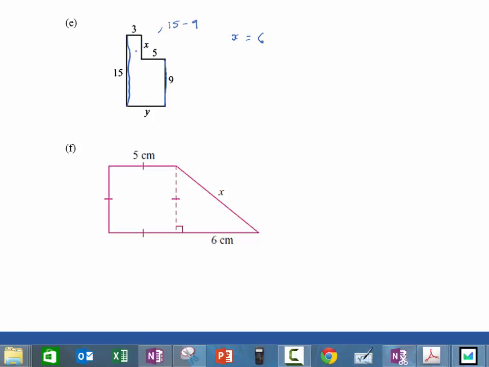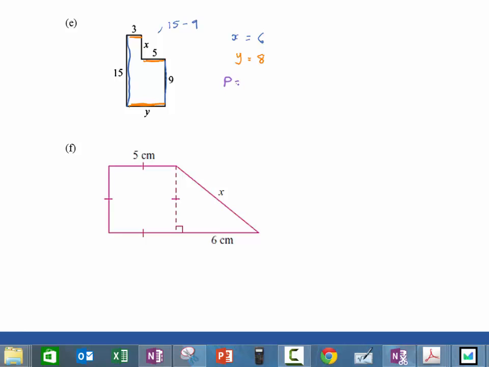Now if I'm trying to find y, this is y here, it must be the same as this 5 here and this 3 here. And so 5 plus 3, we should all know, is 8. Now I've found my x and y, so now I can easily find my perimeter.